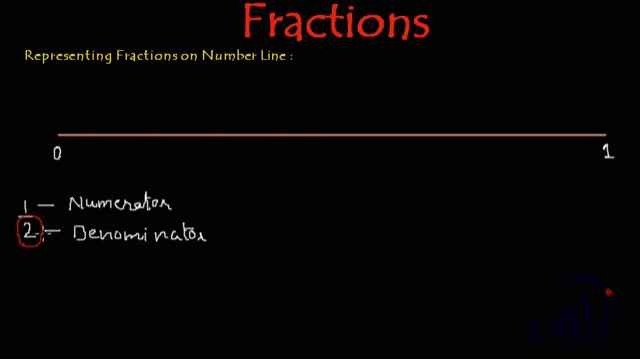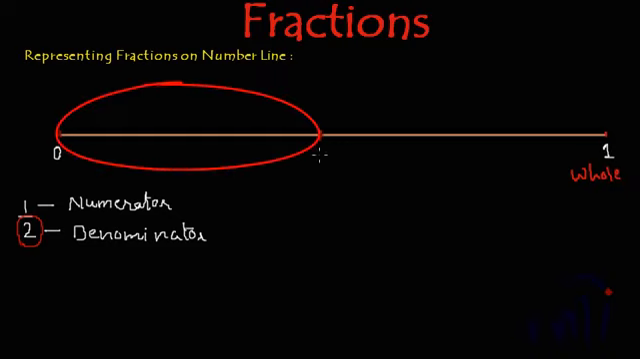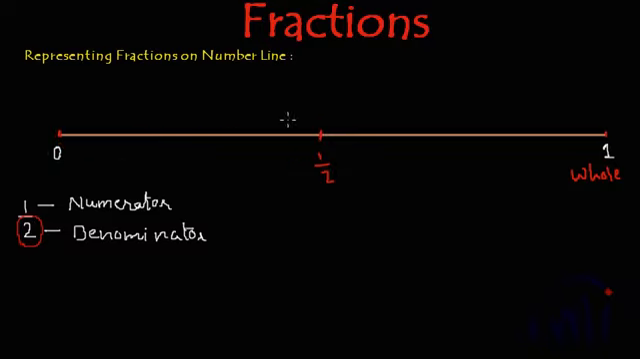So since the denominator over here is 2, I will divide this number line into 2 equal parts. So suppose this is a division. This is 0 and this will be 1, or you can call it as whole. This will be 1 by 2, right? So if you want to represent 1 by 2 over the number line, this will be the position, right? This is 1 by 2.